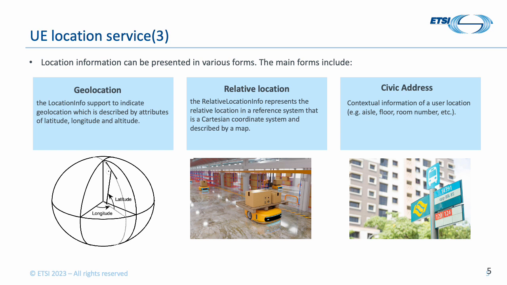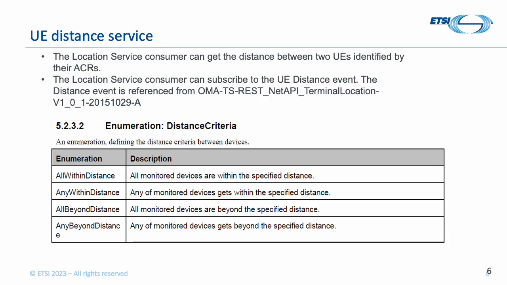For example, the AGV vehicle is expected to know its location in the factory rather than the latitude and the longitude. The customers can also get civic address to represent UE location via location service, for example, floor, room number, etc. Besides this location, the location service also supports getting the distance between two UEs, and the consumers can subscribe to the UE distance event, which is referenced from the OMA specifications and is shown in the following list.